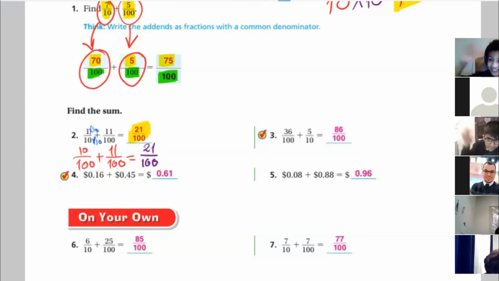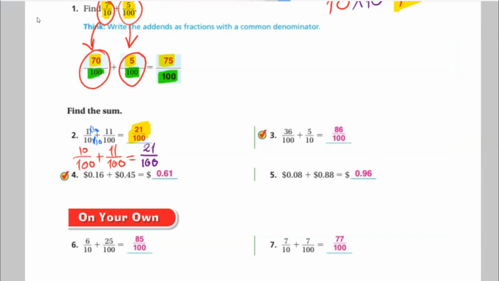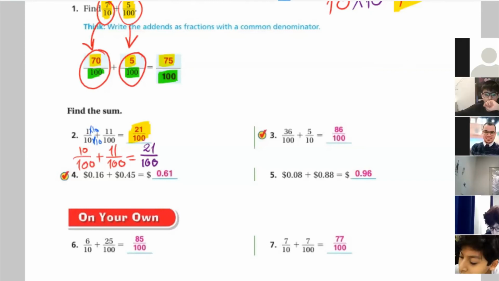Okay, what about Hussein al-Jarrash? Okay, Hussein, the next one. Can you help? Number 3. Okay, so we have 36 over 100 plus 5 over 10. How can we do that? Do we have the same denominator here? No. So what are we gonna do, Hussein?